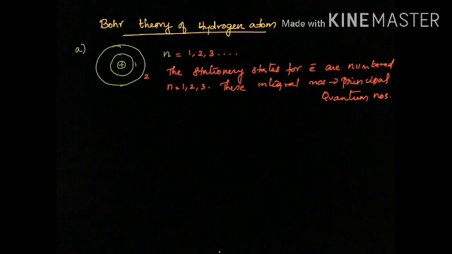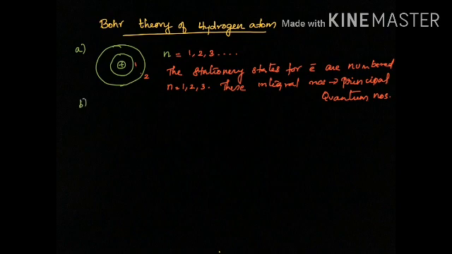We will study more about the quantum numbers in this chapter. So n is equal to 1, 2, 3. This n we call the principal quantum number. As I told you, the nucleus will be at the center and it is surrounded by certain orbits, numbered as 1, 2, 3, etc. So that is the first point.